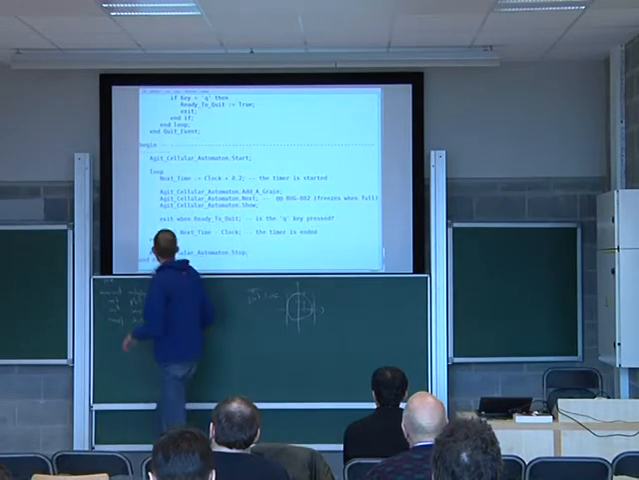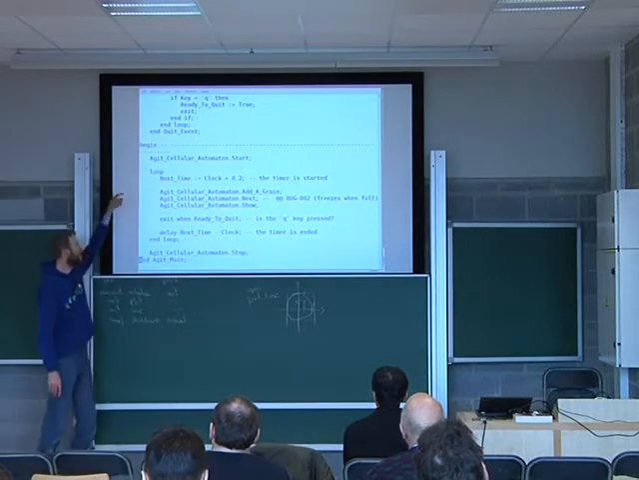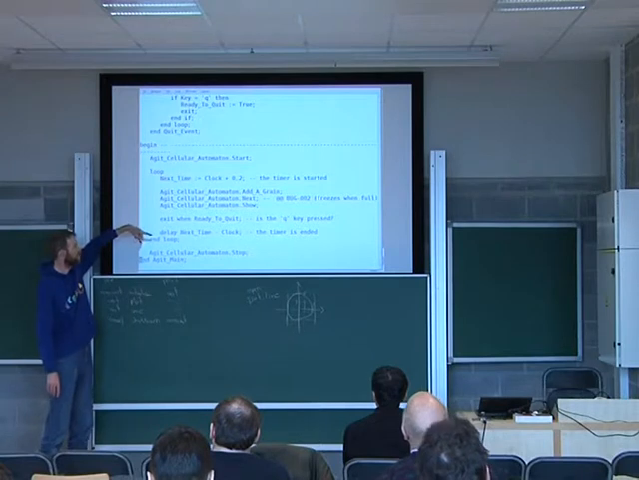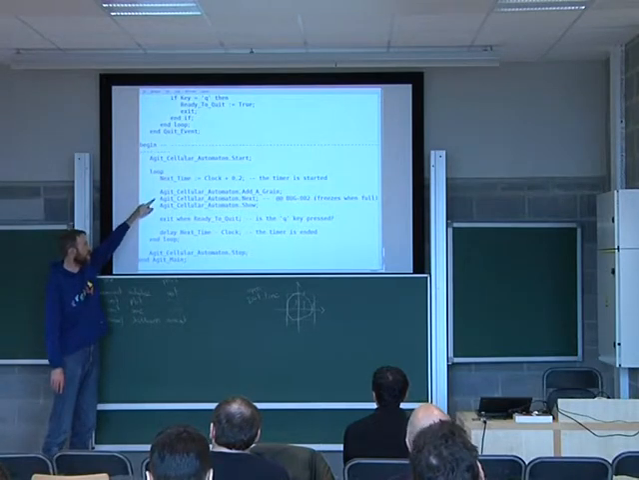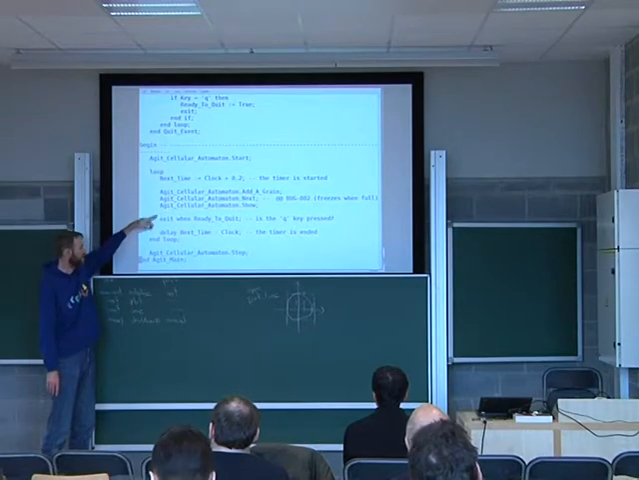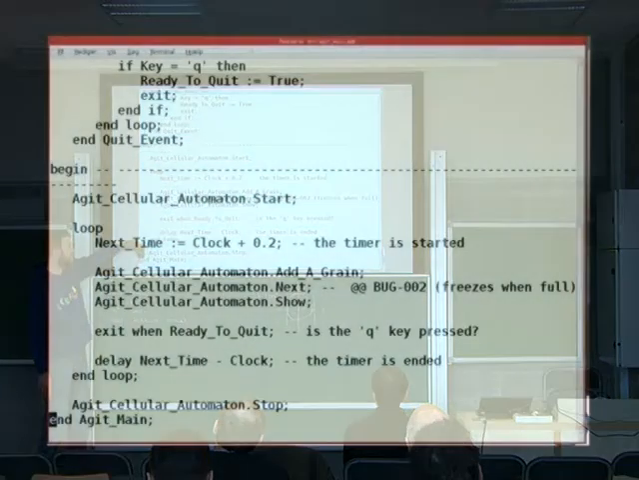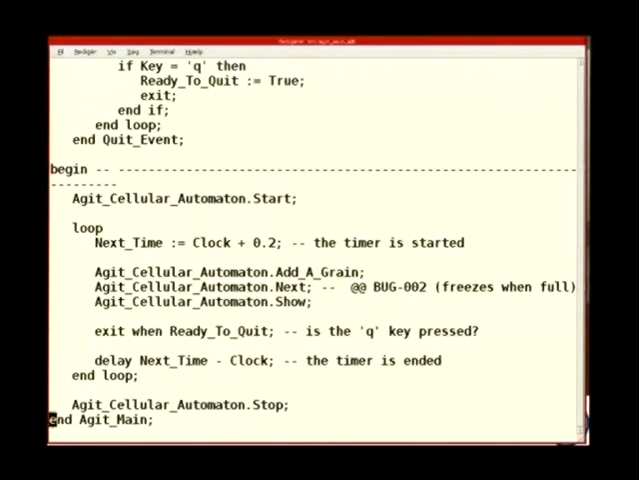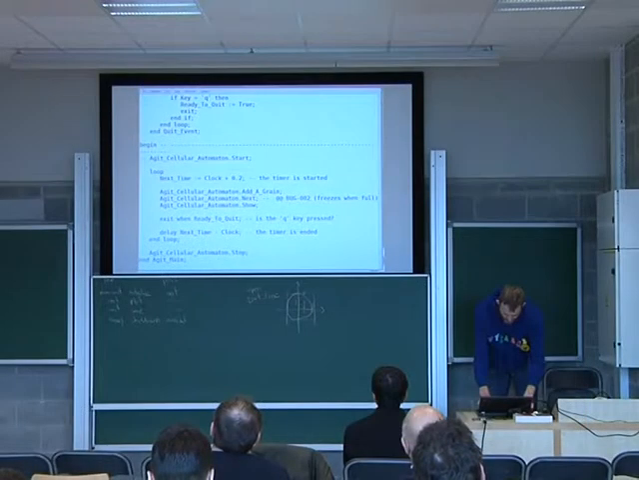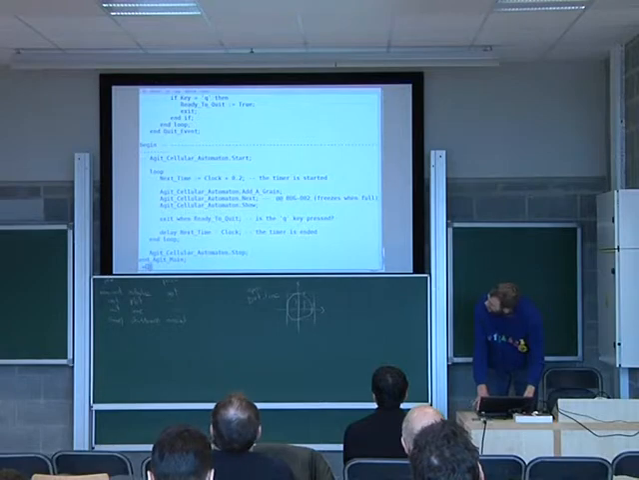So it starts the cellular automaton, and then there's a loop of updating it, adding a brain next, and then showing, and then exit. The registry and then clearing stuff up at the end. But what happens if we somehow forget to call the start? Start automaton, just commenting that out now.